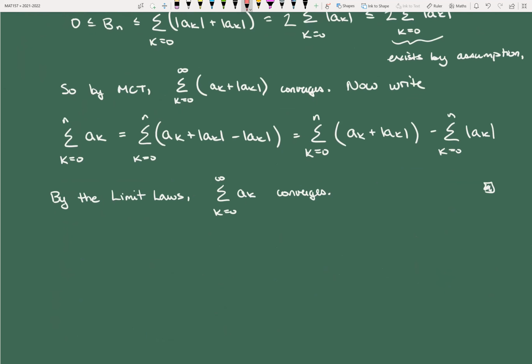So this gives us then the definition of conditionally convergent. A series a_k is conditionally convergent if it converges, but it does not converge absolutely.